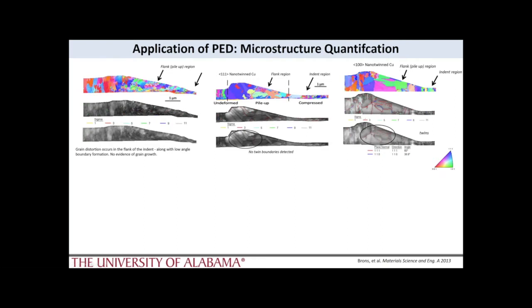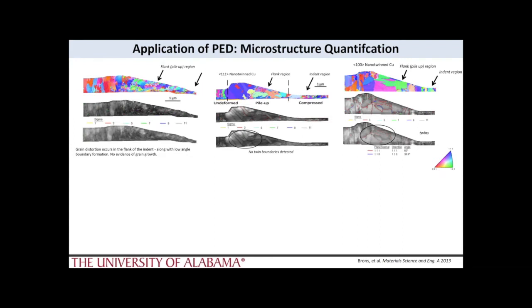And similarly, when we indented our nano-twinned copper film that was oriented in the 100 direction, we again see this grain growth in the pile-up region, and through PED we're able to go in and identify the boundary types. Again, we notice that in the regions where there's a lot of growth, we don't see necessarily a lot of twins. There's some present, but in this case, we didn't see any.